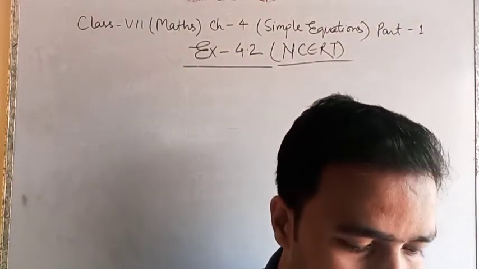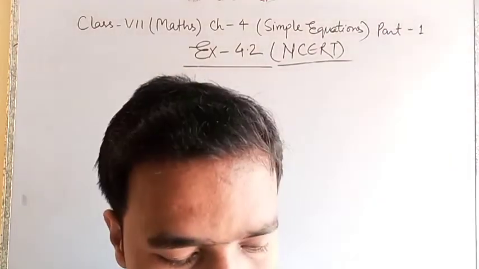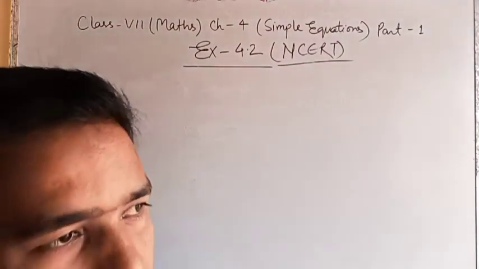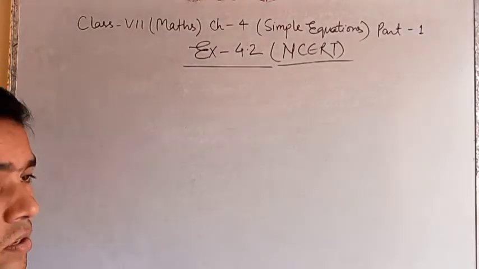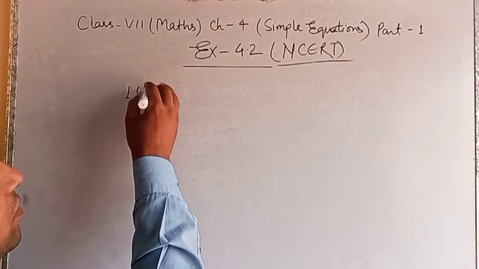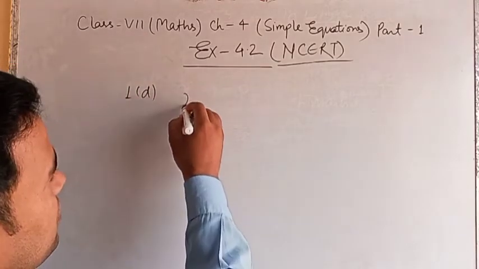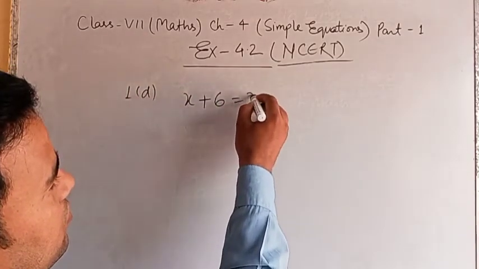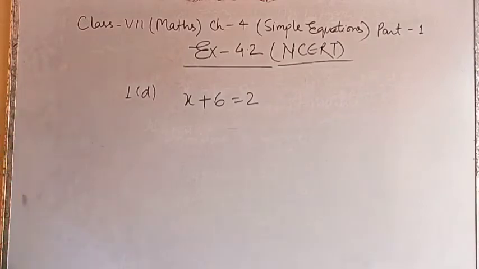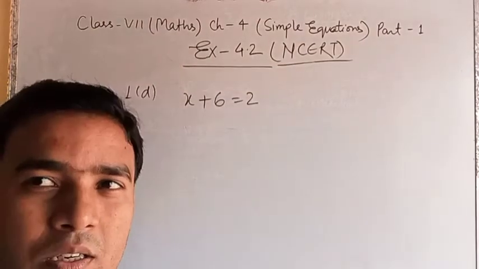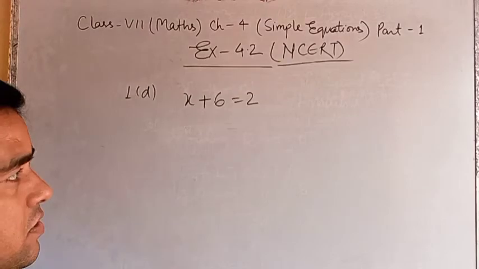x plus 1 is equal to 0, b1. x minus 1 equal to 5, d1. First d: x plus 6 equal to 2. Clear? Left hand side is x plus 6.